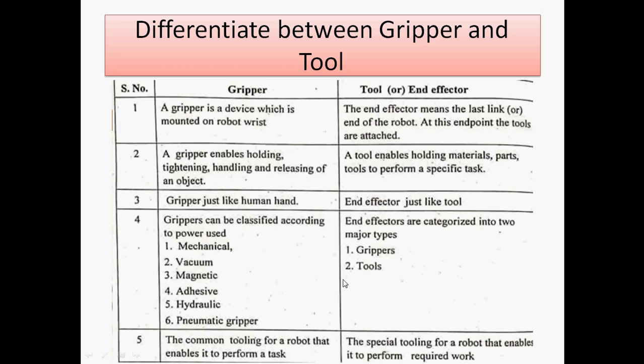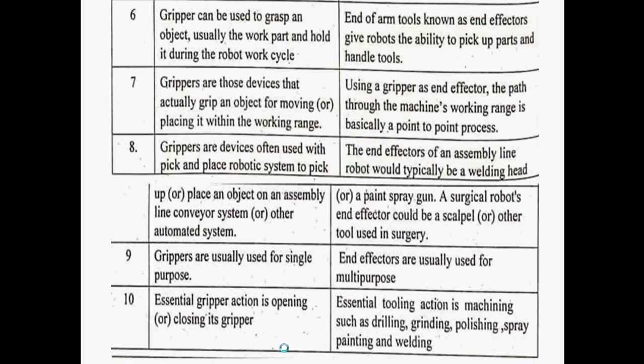But in the case of an end effector, only that tool is present, and we use it as a different tool, such as a spray painting tool or a welding gun. These are the tools we use in this area. Then the common tooling is that a robot can perform the easiest tasks, and here we are developing specialized tooling to perform a defined required work.